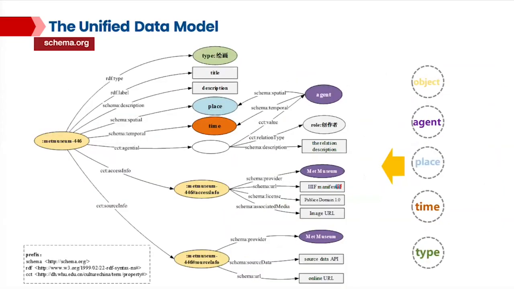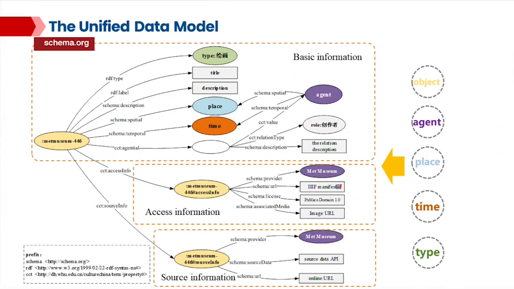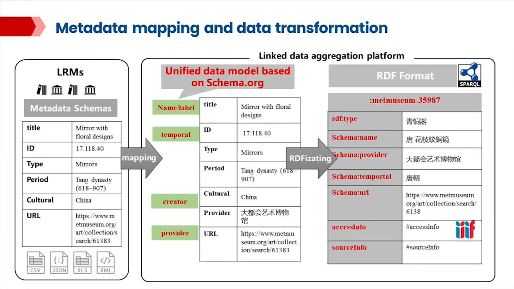The data model primarily uses schema.org vocabulary. The data model describes digital objects from three aspects, including basic information, data access information, and data source information. The data model's properties are extracted and aligned from the common metadata elements of different institutions.